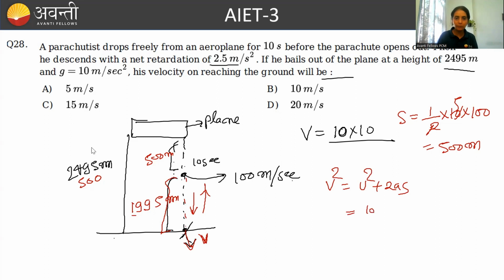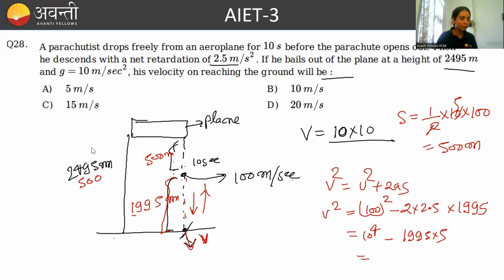v square will become equal to how much? 10 square, minus 2 into 2.5, into 1995, right? This is going to be the value of v square. So this is 10 to the power 4 minus 2.5 into 2, which will become 5. So 1995 into 5, if you solve it, will become 9975.